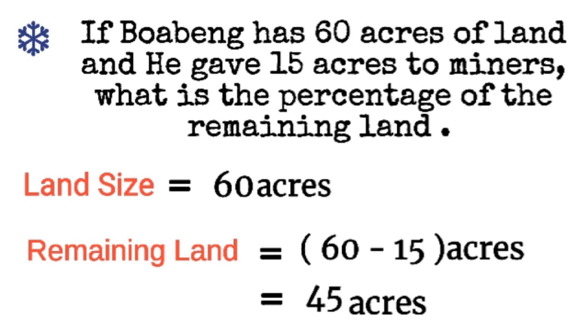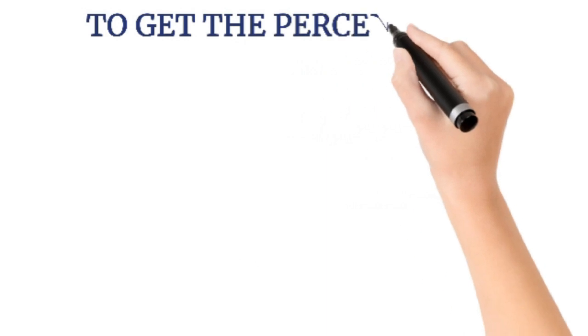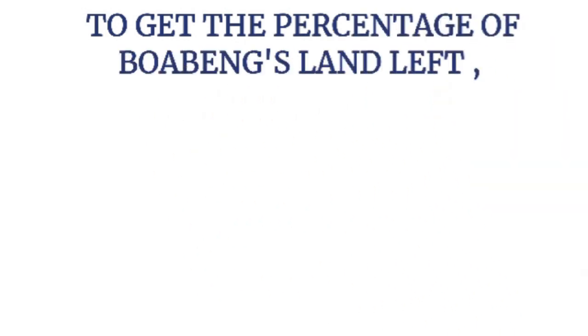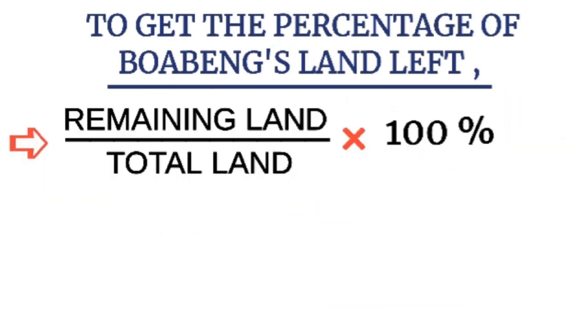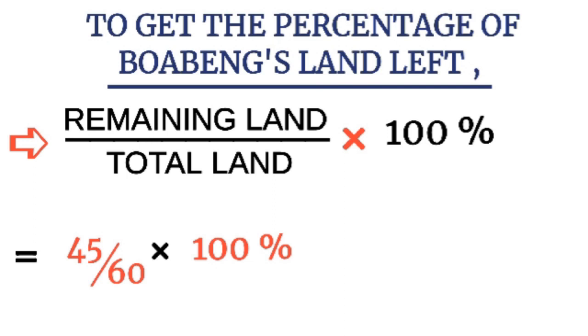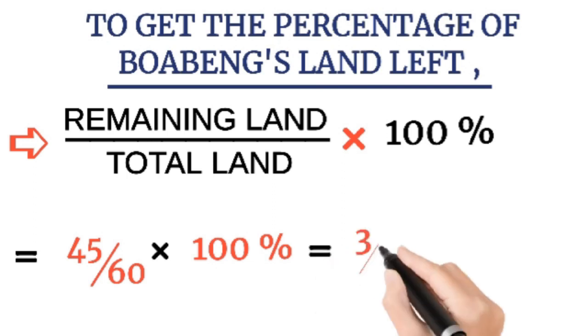We now know the remaining land. To find the percentage of the remaining land, it is the remaining land over the total land size, multiplied by 100%. So we want to get the percentage of Boaben's land left: remaining land over the total land multiplied by 100%. The remaining land is 45 acres over the total land, which is 60 acres. Now 45 over 60 multiplying 100%.